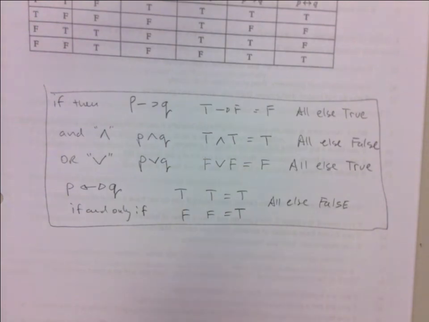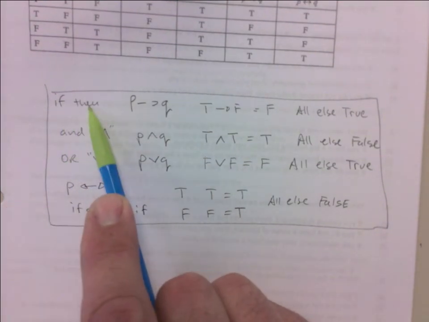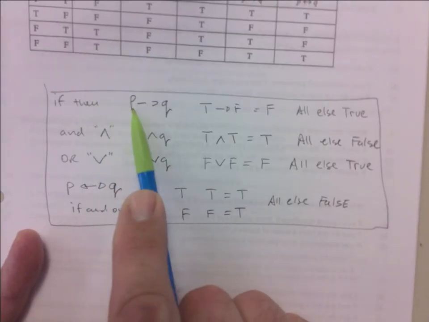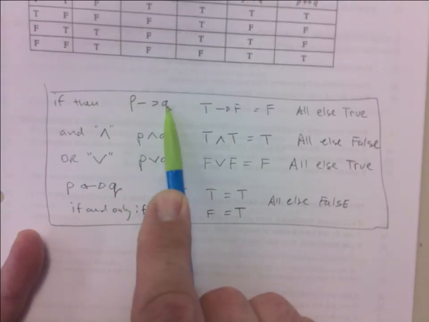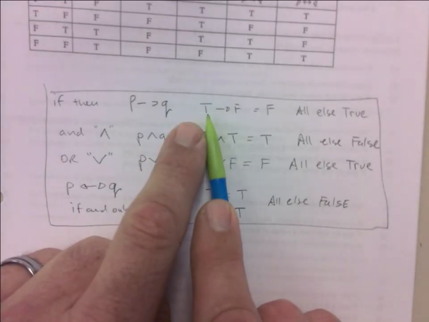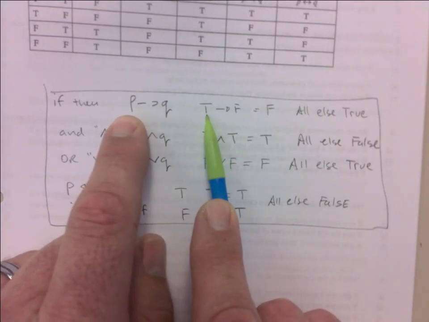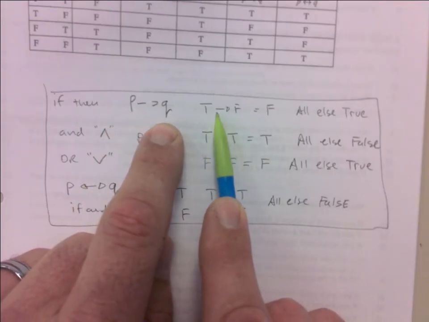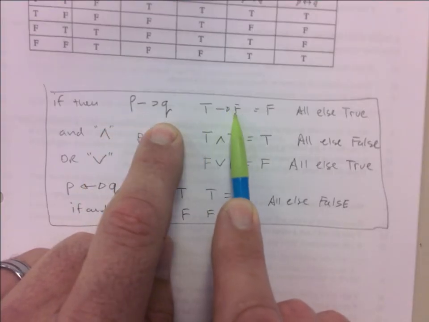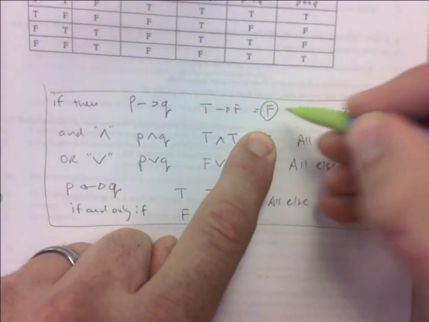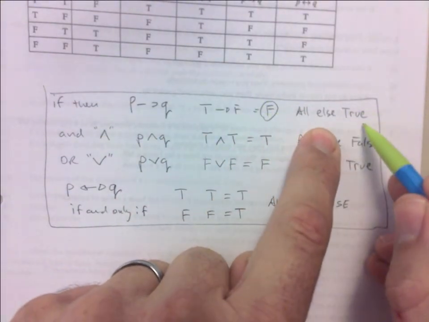Forget anything else. If you have an if-then conditional statement, P then Q, what you want to look for is this case where the first part is true and the second part, where the arrow points towards, is a false statement. All else, everything else, is true.